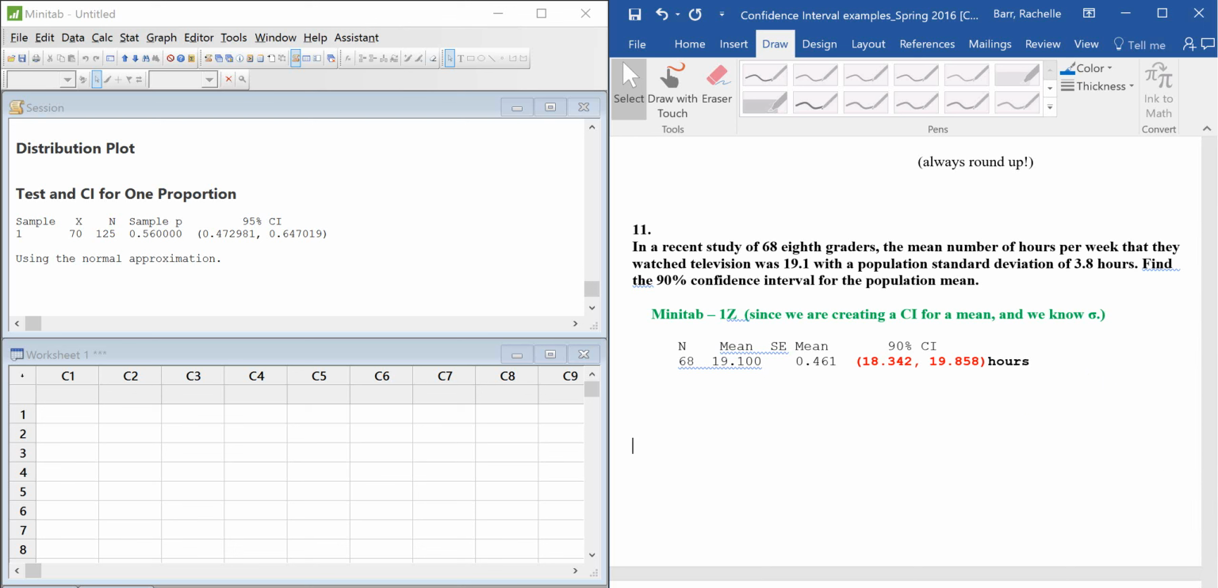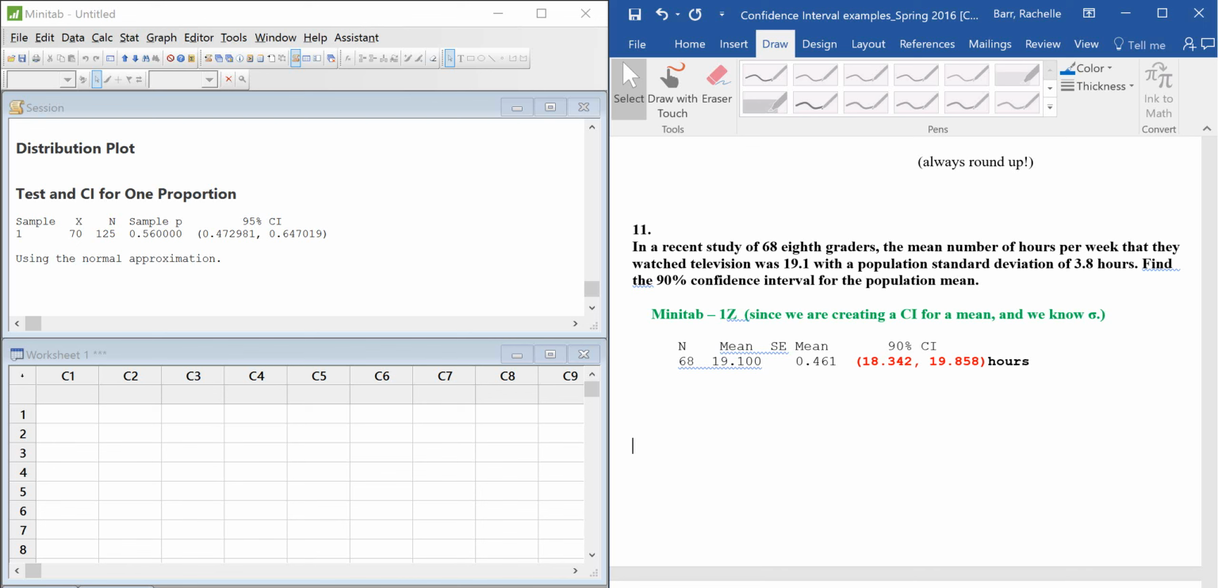Anyway, suppose we look at a recent study of 68 8th graders, and we find that the mean number of hours per week they watch television is 19.1. That's a lot. Sometimes when I borrow this data from different sources, I'm shocked by what I see. With a standard deviation of 3.8 hours, we're going to find the 90% confidence interval for the population mean.